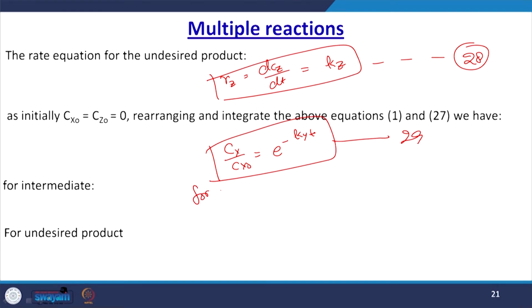Now, for the intermediate, you can write Cy upon Cx naught is equal to 1 minus e to the power minus Ky t minus Kz upon Cx naught t.